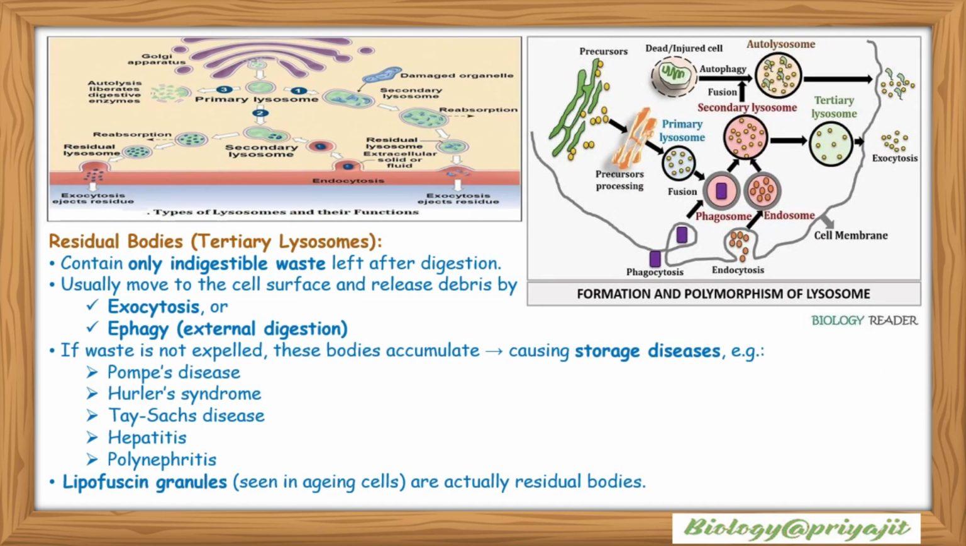Residual bodies, or tertiary lysosomes, contain only waste left after digestion. They usually move to the cell surface and release debris by exocytosis, that is external digestion. If waste is not expelled, these bodies accumulate, causing storage diseases like Pompe's disease, Hurler's syndrome, Tay-Sachs disease, hepatitis, pyelonephritis. Lipofuscin granules are actually residual bodies.